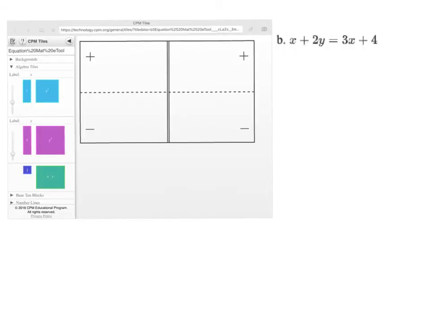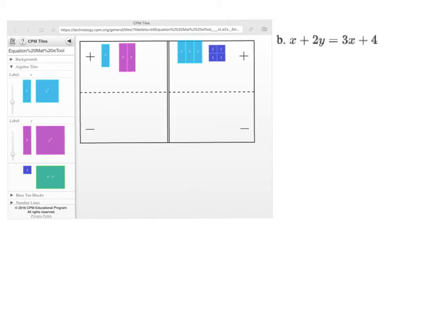Now let's take a look at equation b. Pause the video now and build this equation, x plus 2y equals 3x plus 4, on your equation mat. And if you can, use your legal simplification moves to get y by itself. All right, first double check that your equation mat is set up like this. So we have x plus 2y equals 3x plus 4.